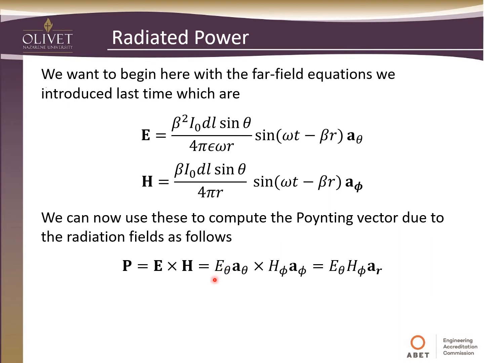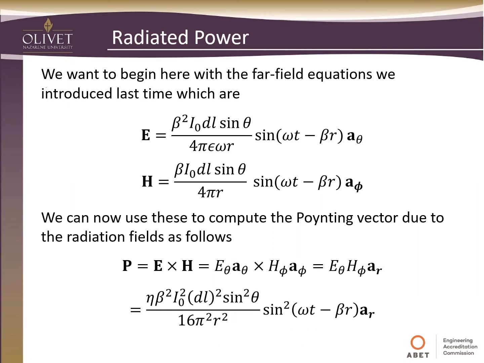So in this case, it would be E theta, a theta, crossed with H phi, a phi. That results in E theta times H phi, in the direction of the resultant radius, which would be these two unit vectors crossed together. Pulling from the equations above, this would be the result that we would have, this equation here.